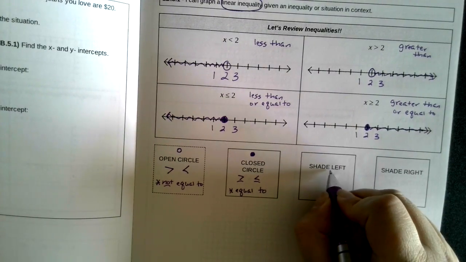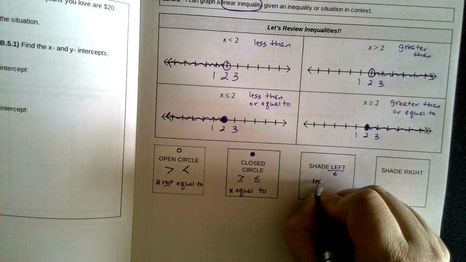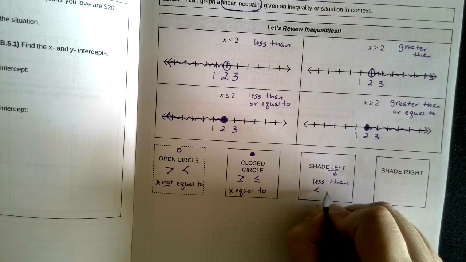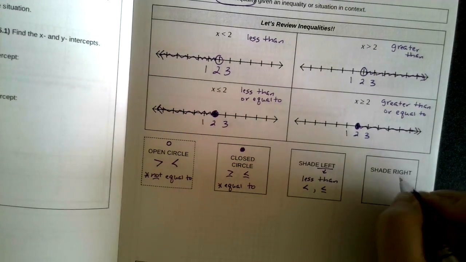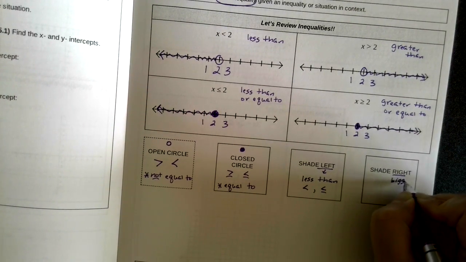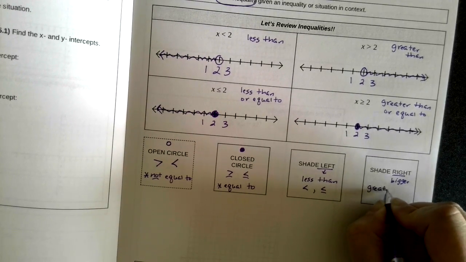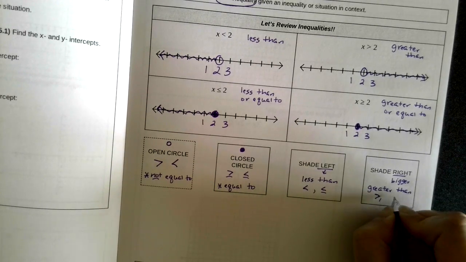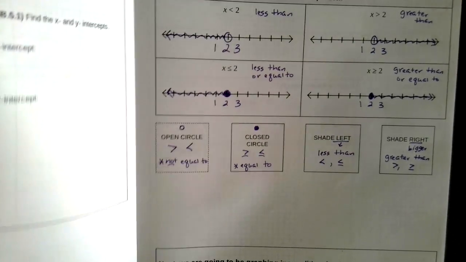We shade to the left anytime we want to get smaller. So anytime we use less than symbols, we shade to the left. So that could mean less than or less than or equal to. And if we shade to the right, it means we want to get bigger. And so we're looking at greater than. And so that could be greater than, or it could be greater than or equal to. Hopefully that's a nice quick review for you.